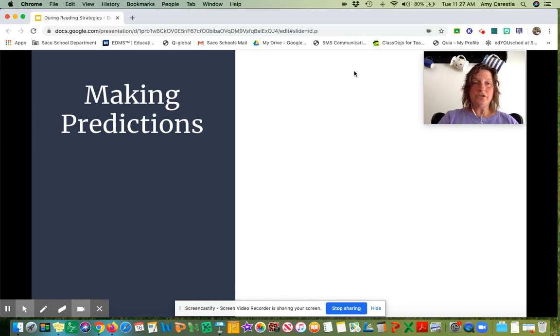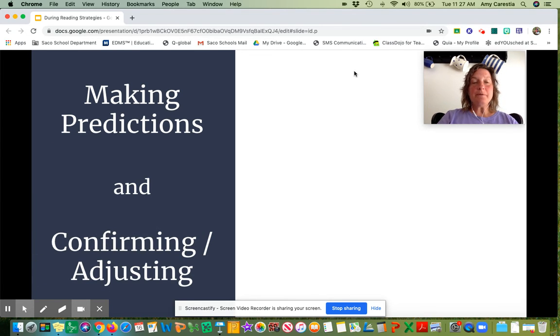Another during reading strategy, which I think is fun to find out if you're right or wrong, but it does require a little bit more delving into the text, is making predictions. The problem with making predictions is that you're also supposed to confirm and adjust them.